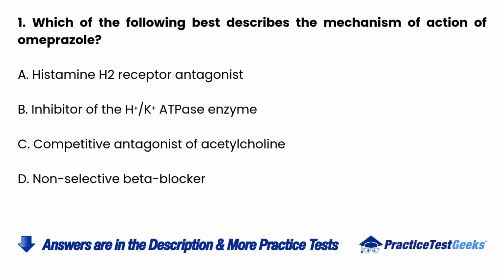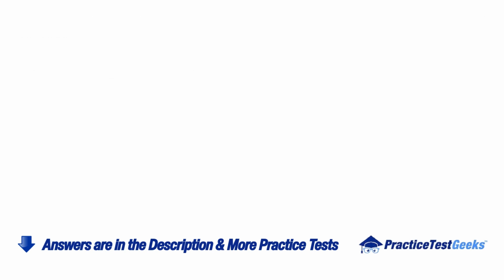1. Which of the following best describes the mechanism of action of omeprazole? A. Histamine H2 receptor antagonist. B. Inhibitor of the H+/K+-ATPase enzyme. C. Competitive antagonist of acetylcholine. D. Non-selective beta blocker.